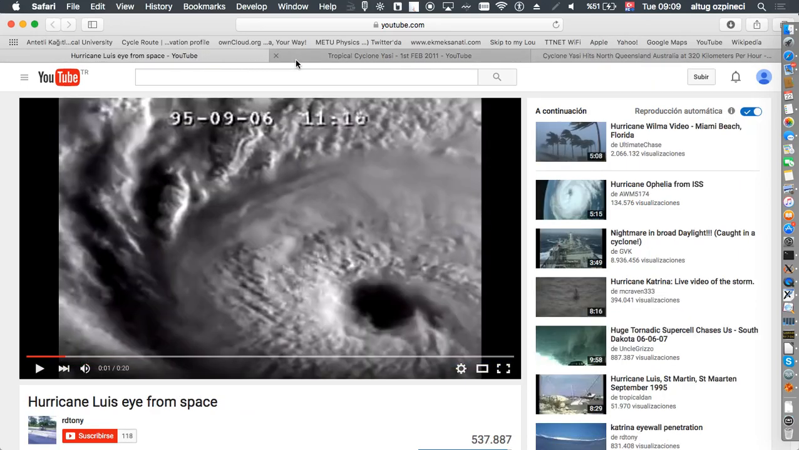Now, what we are trying to understand is what should be the direction of the hurricanes in the north hemisphere and in the south hemisphere. Almost all the hurricanes in the north hemisphere rotate in the counterclockwise sense, whereas in the south hemisphere, they rotate in the clockwise sense. So let's see why.